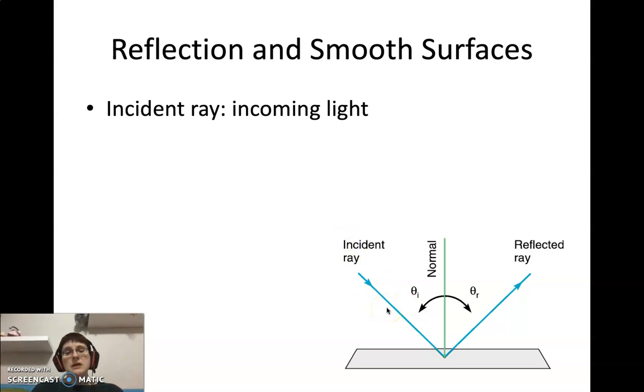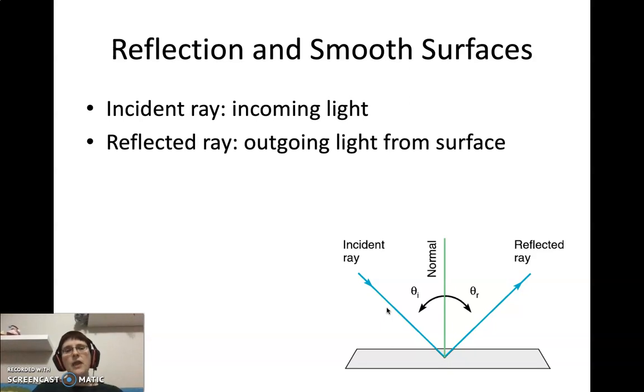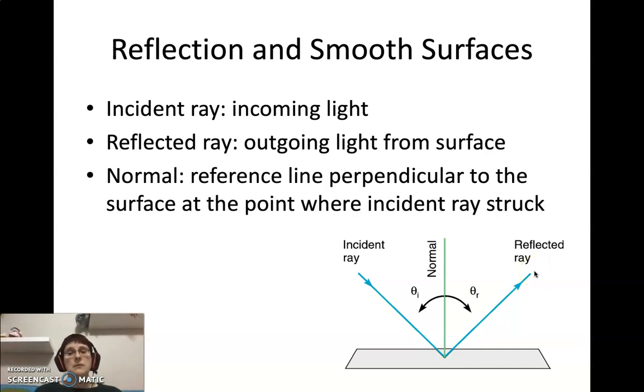So that's going to be our light that's coming into the surface. And then obviously it makes sense that the reflected ray is going to be the outgoing light from the surface. So the incident ray comes in, hits the smooth surface, and the reflected ray is going to go out. Now, the thing is that with a smooth surface, every time this happens, it's going to happen the same way.